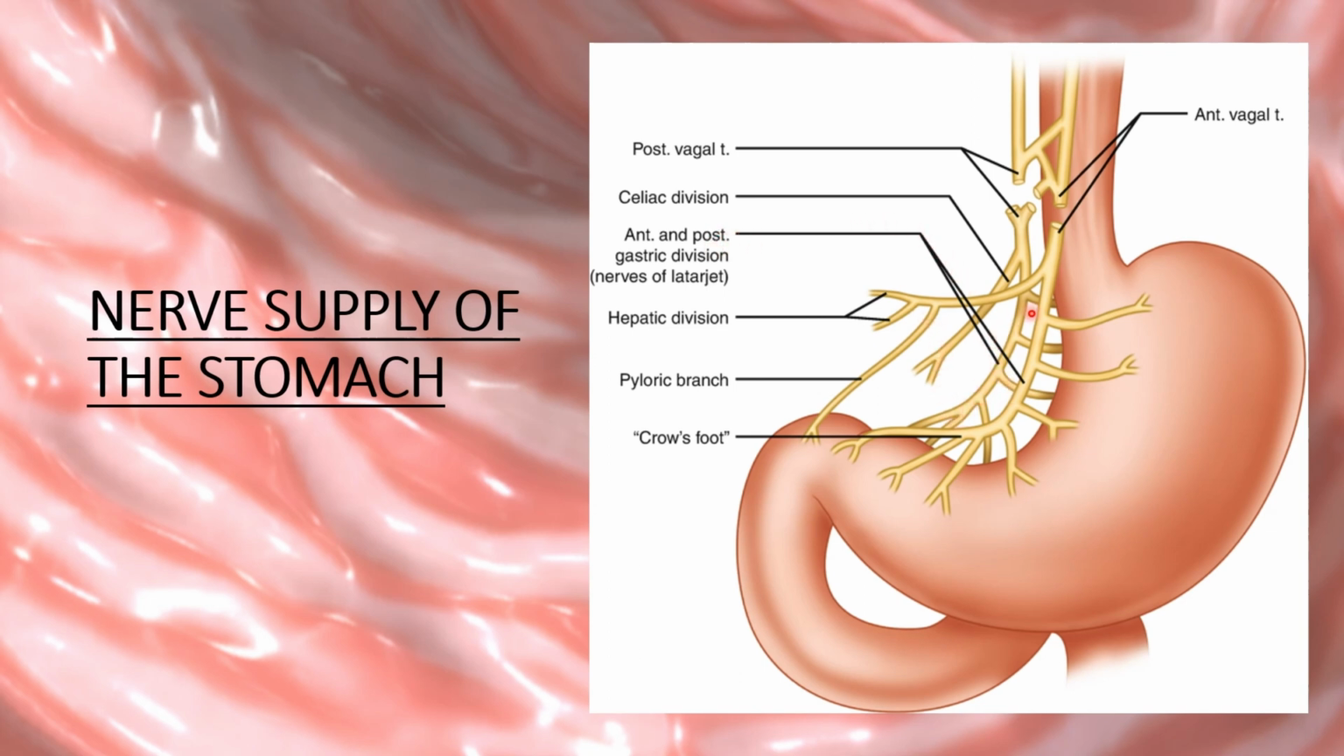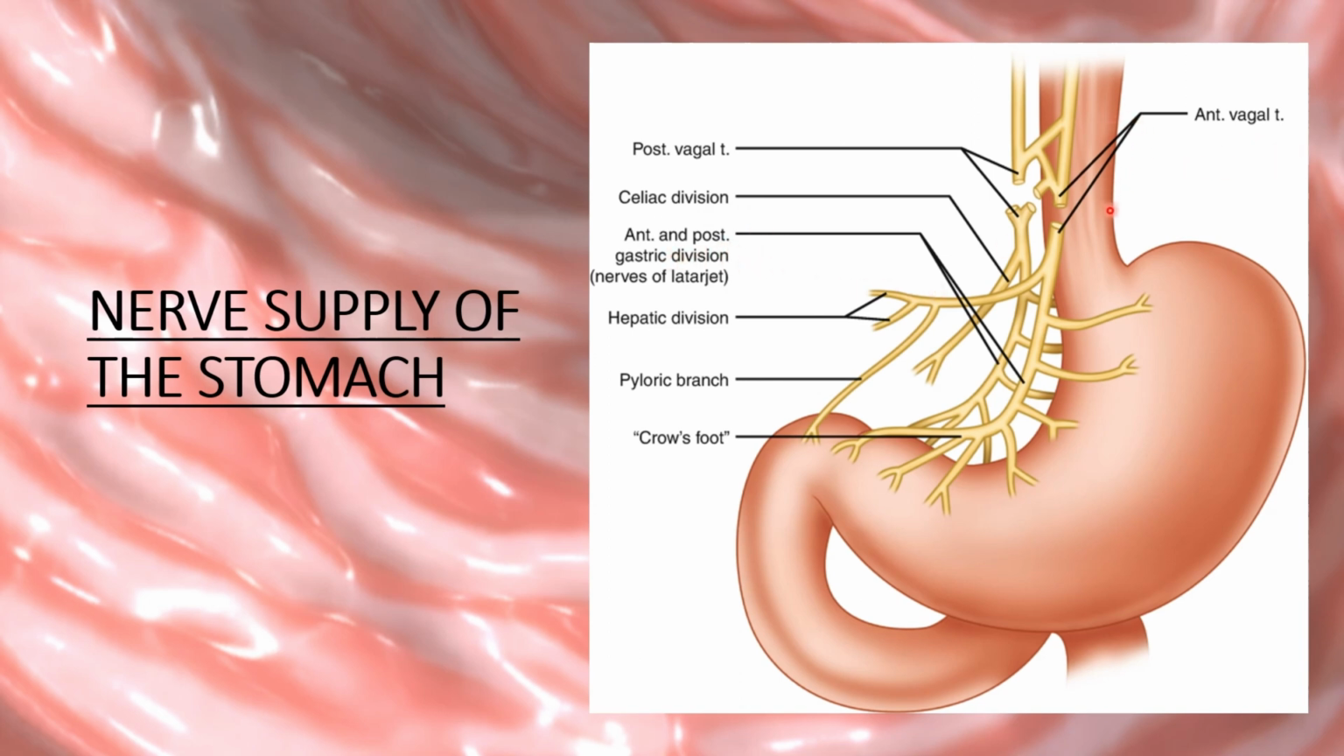This is the posterior gastric, and this is the anterior gastric. These are divisions of the nerves that are also called the nerves of Latarjet. The anterior gastric branches are from the anterior vagal, and the posterior vagal also has another branch, the celiac division. So, repeating this part, the posterior vagal gives two branches: the celiac division and the posterior gastric.